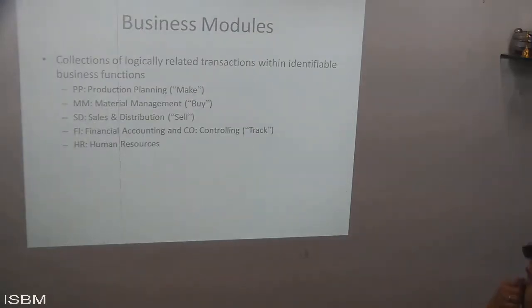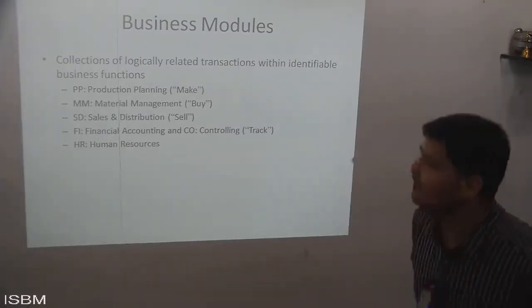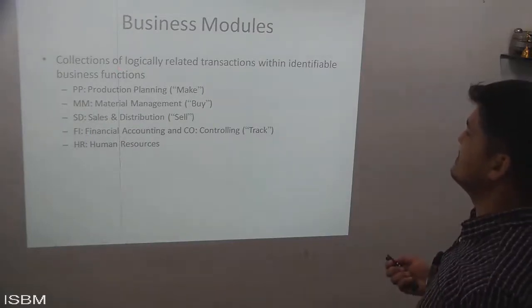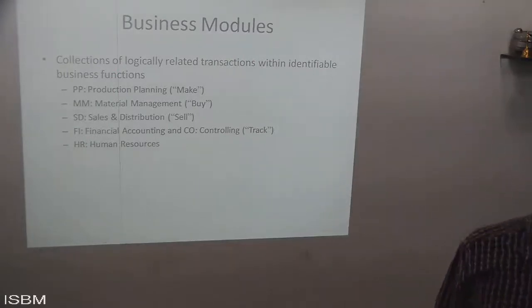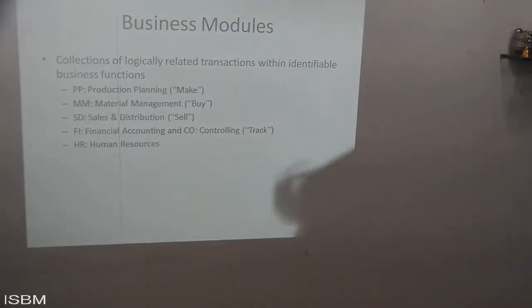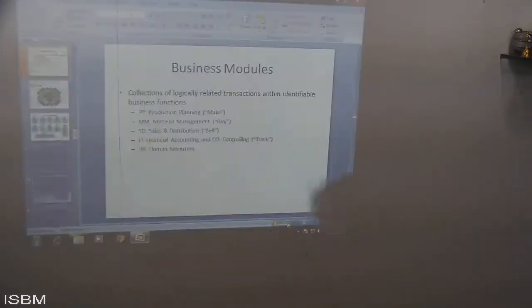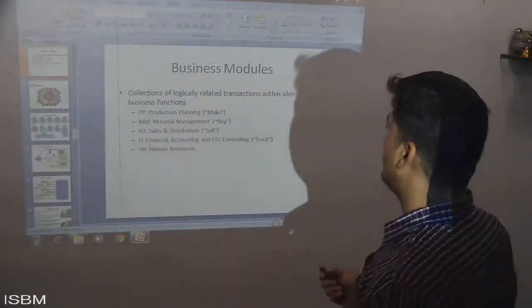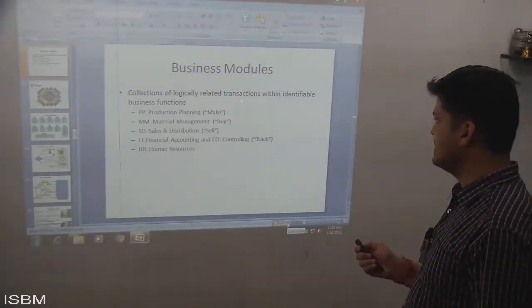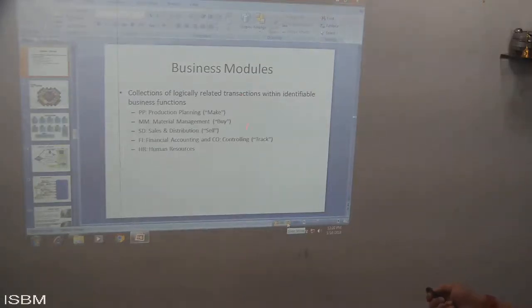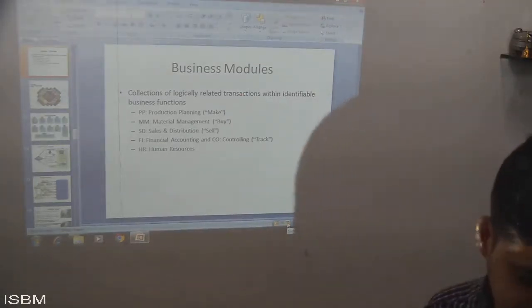Then the business model. What exactly is the business model? A collection of logically related transactions with identifiable business functions. Logically related transactions, in the sense that some transactions are logically related to each other. We are going to see these logically related transactions here. This is the term used here: logically related transactions within identifiable business functions.